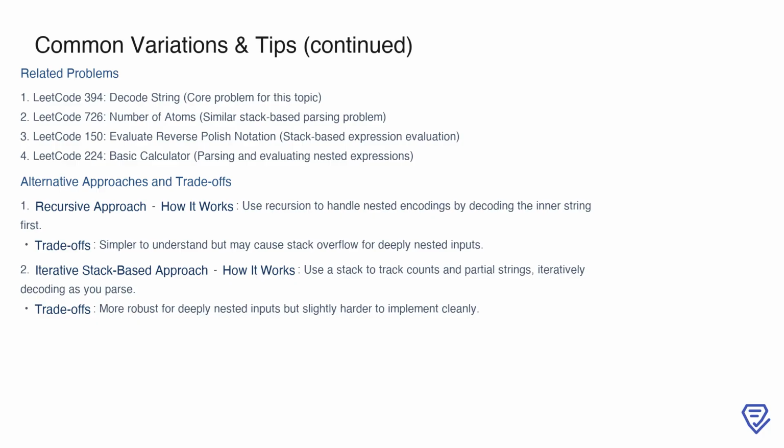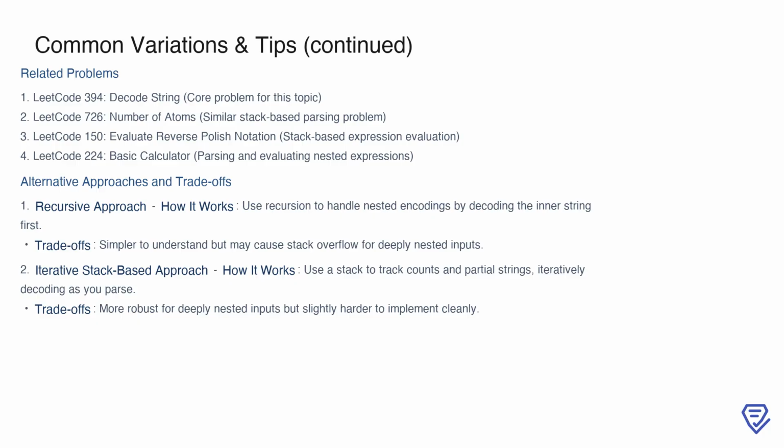When it comes to solving this type of problem, there are alternative approaches to consider. A recursive approach, for example, works by breaking down the problem into smaller subproblems, decoding inner strings first. This method is often simpler to understand but comes with the trade-off of potential stack overflow for deeply nested inputs. On the other hand, an iterative stack-based approach uses a stack to track counts and partial strings as you parse through the input. This method is more robust for handling deeply nested structures but can be slightly harder to implement cleanly. Each of these approaches has its strengths and trade-offs, so the best choice often depends on the constraints of the specific problem.